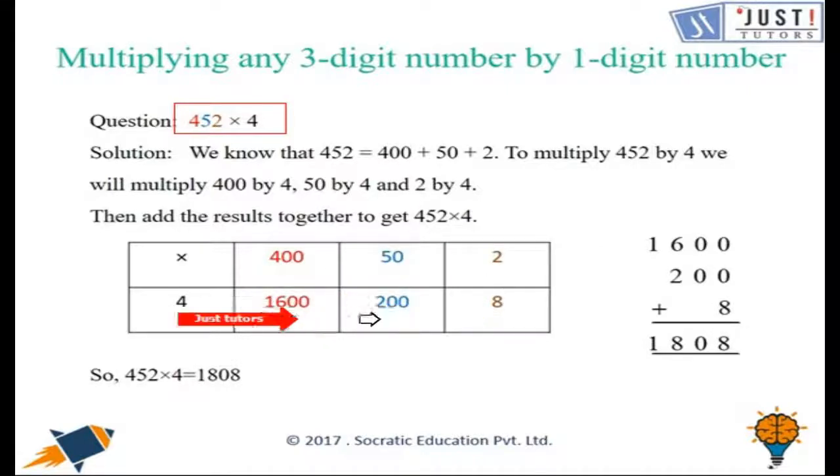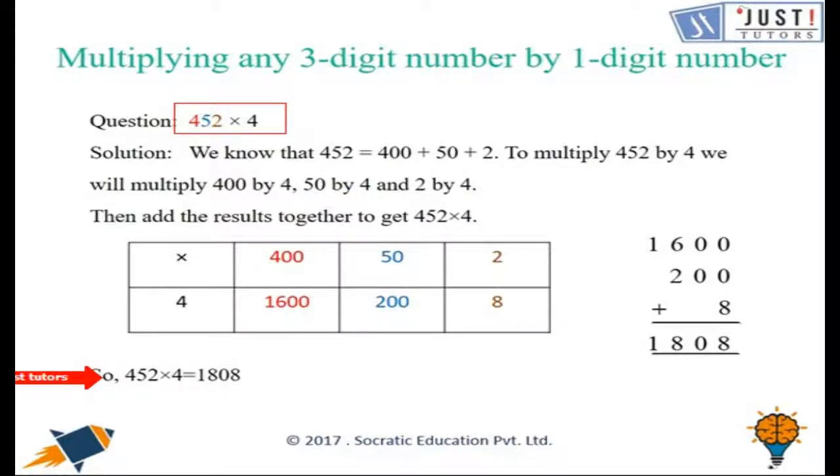And then we are going to add all of them together. So 0 add 0 add 8 makes an 8. 0 add 0, 0. 6 add 2 makes an 8, and 1 add nothing makes a 1. So the final answer is 1,808. So we can write 452 times 4 as 1,808.